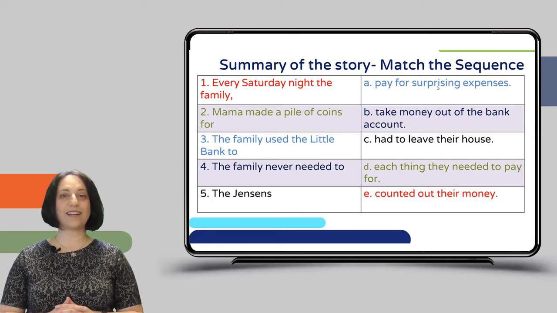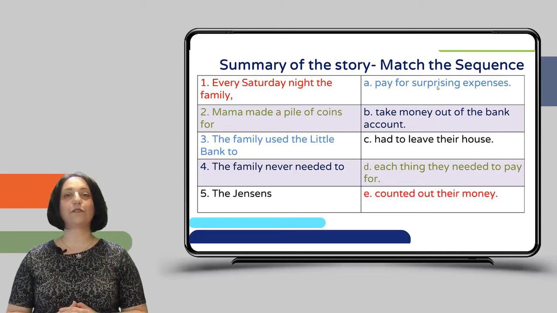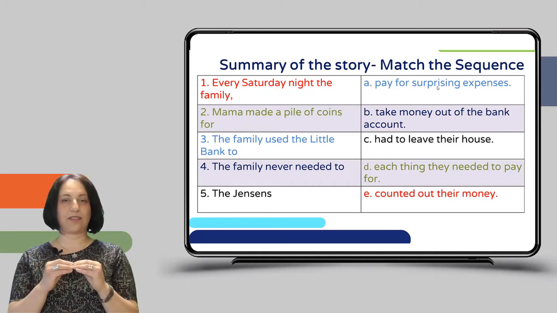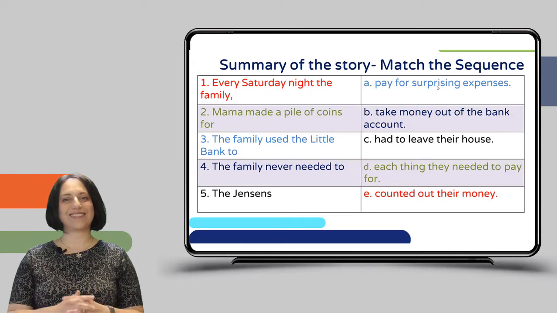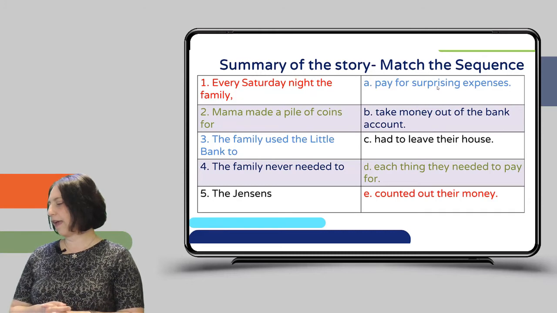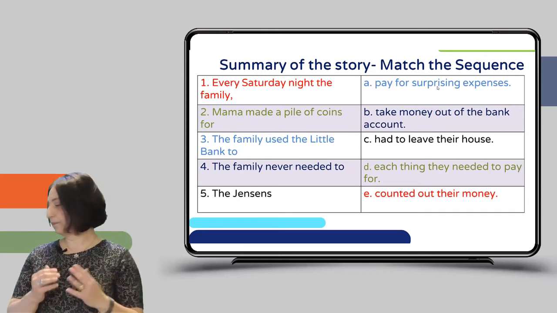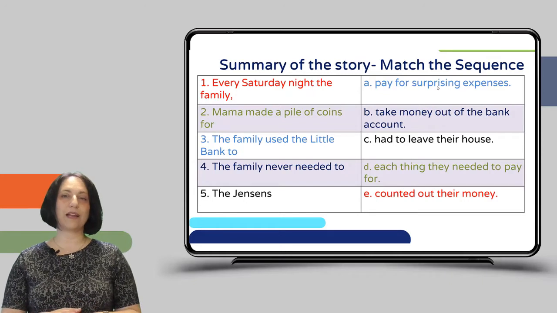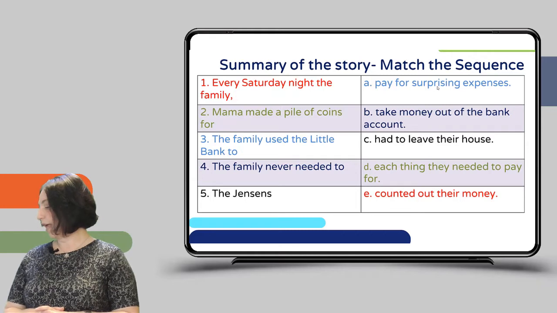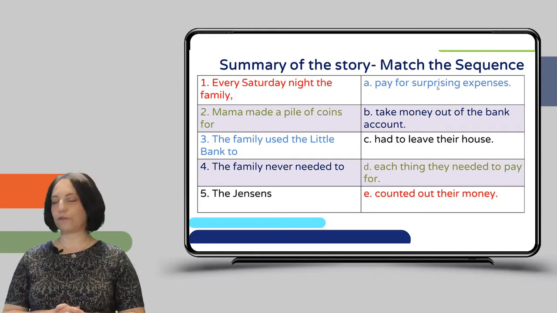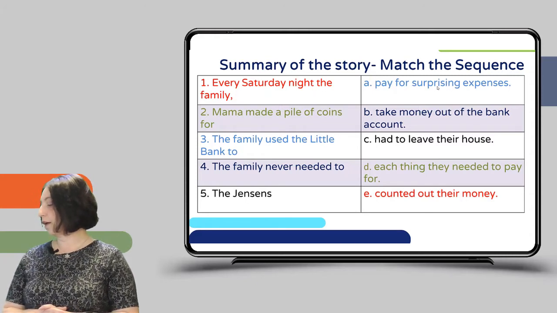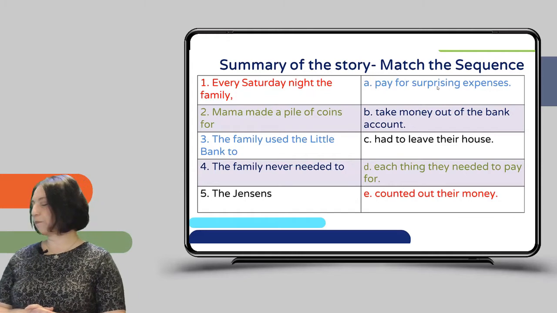Did you get the answers right? If you did, now's the time to maybe write the sentences together and read them as one sentence. And there are things also that can help you know how to match the sentences. Every Saturday night, the family counted out their money. Mama made a pile of coins for each thing they needed to pay for. The family used the little bank to pay for surprising expenses.